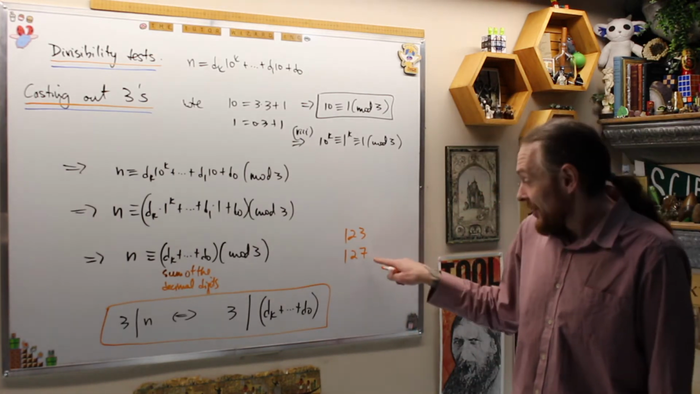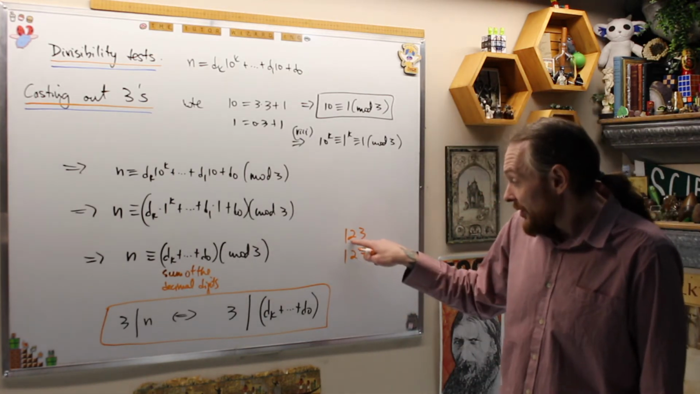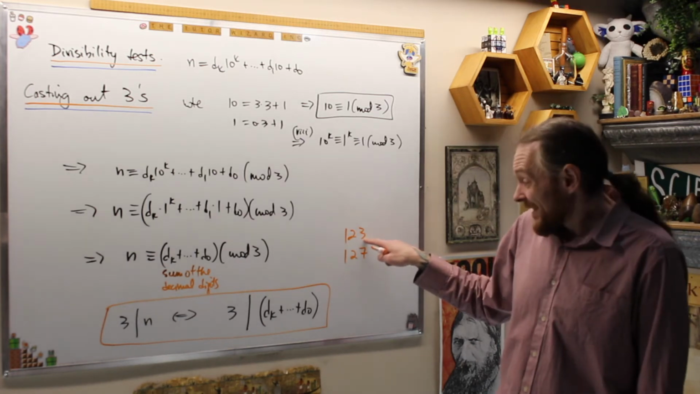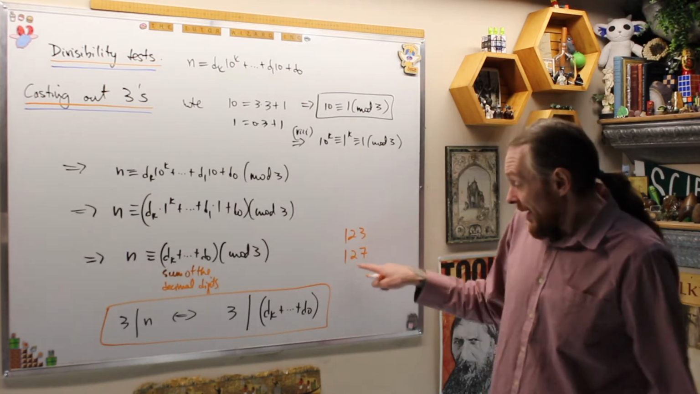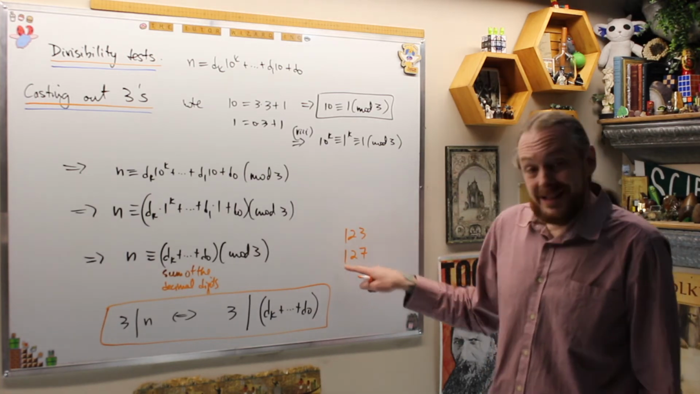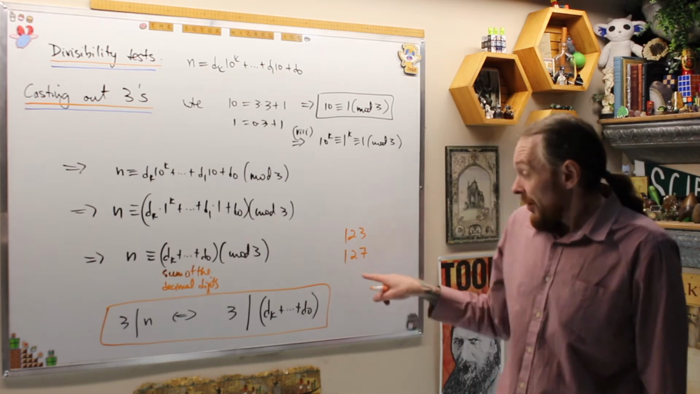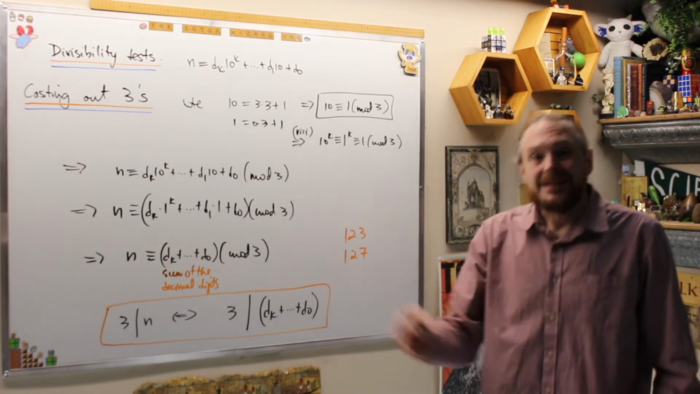This one has a 3 in it, this one doesn't. How do I know? Because 1 plus 2 plus 3, the sum of its digits, is 6 in this case, and 3 divides 6, so 3 divides 123. But 7 plus 2 plus 1 is 10. 3 does not divide 10, so 3 does not divide 127. This is the test that we're getting at.